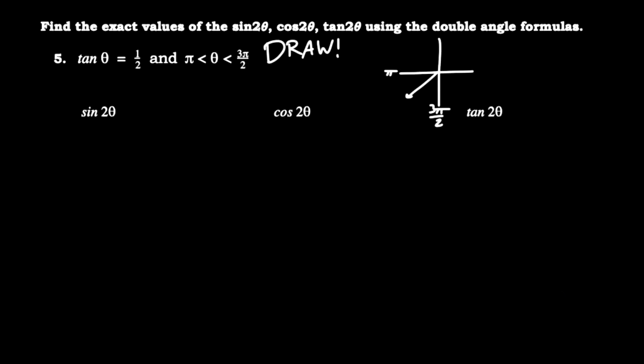And then it tells me that the tangent value is 1/2. So opposite over adjacent would be 1/2. But actually on the unit circle, this would be a negative since it's going down, and this would be a negative since it's going to the left. So -1 over -2 is still positive 1/2, so that works.